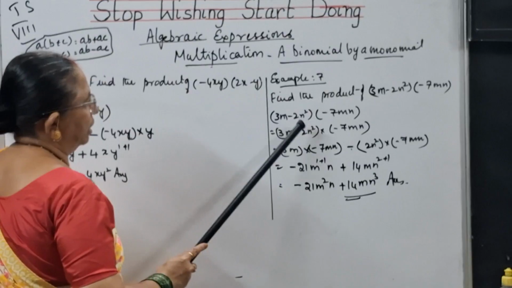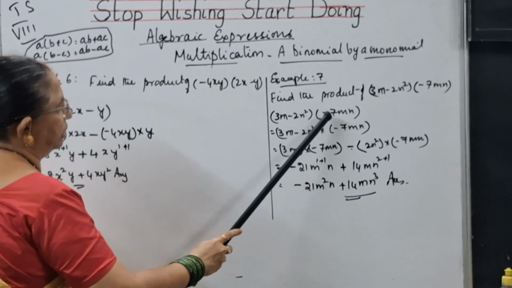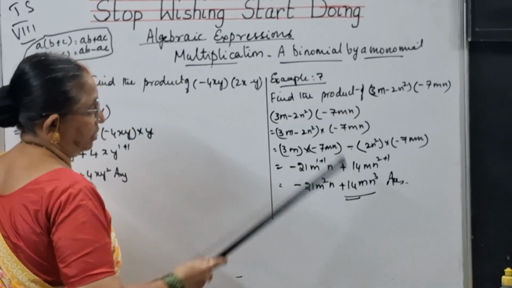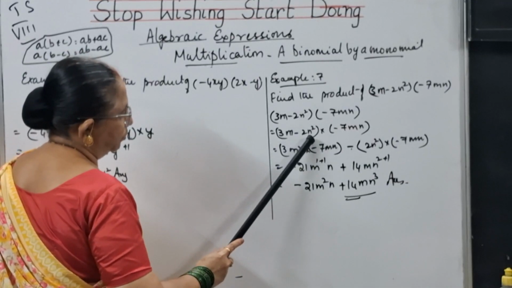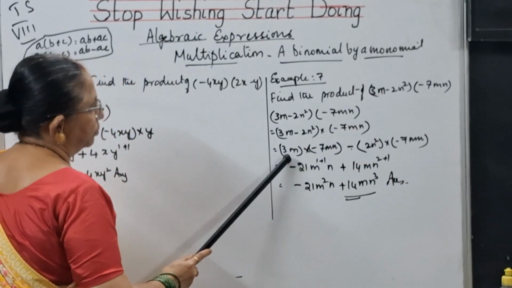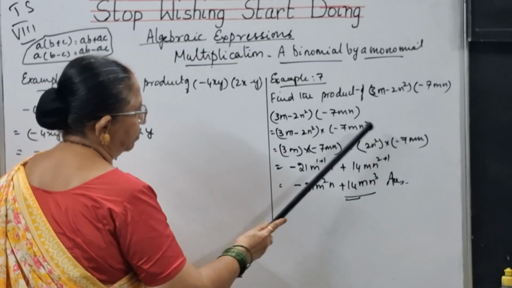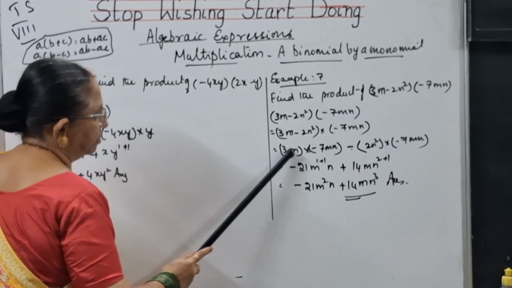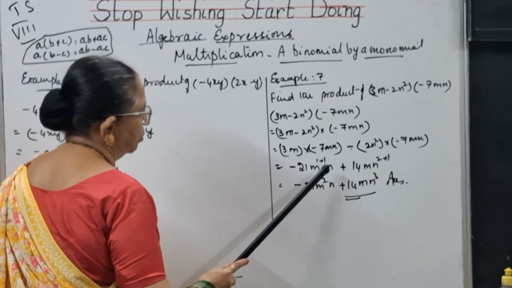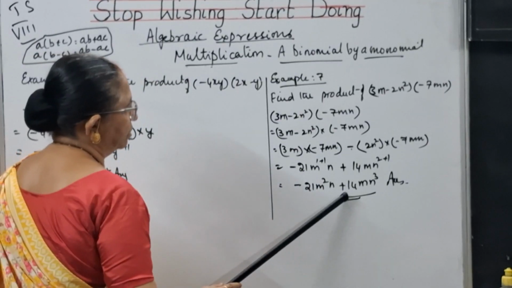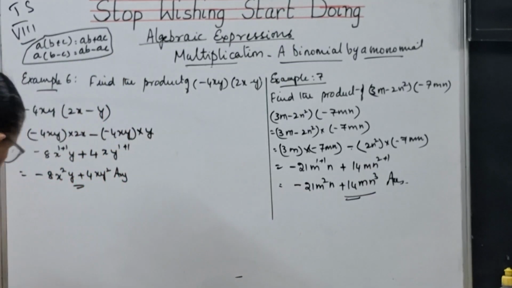Similarly here, 3m minus 2n square into minus 7mn. This is again a into b minus c, a into b minus a into c. So 3m into minus 7mn, this minus I have written here, so 2n square positive into minus 7mn. That means plus into minus is minus, 3 7s are 21 m square n, minus into minus is plus, 2 7s are 14 mn cube. These are the answers. Please note it down.